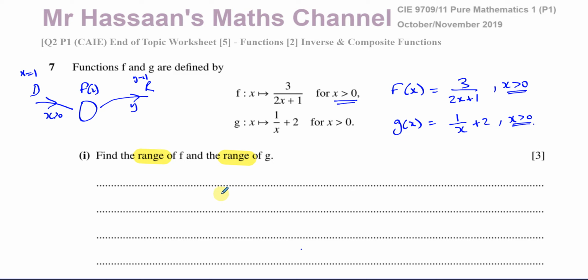And a very efficient way of working out the range of any type of function is to picture what the function looks like, especially of the type of functions that we know its general shape. So when we see a function like f of x equals 3 over 2x plus 1, we have to ask ourselves, what type of function is this? What does it look like when you draw it?